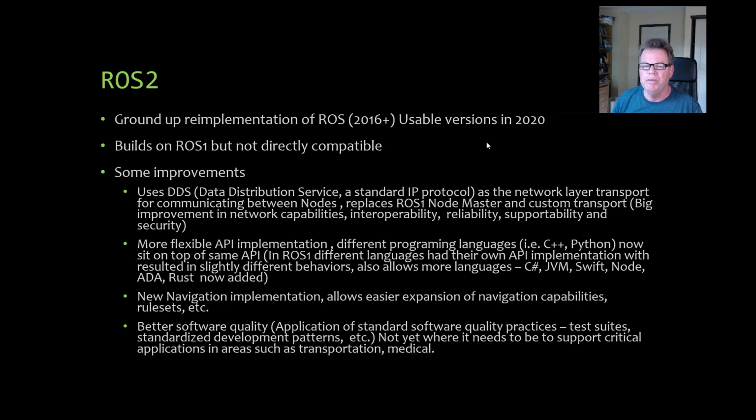Really the first usable versions of ROS2 only came around in 2020, and some of the things they needed to do was migrate a lot of the ROS1 packages to ROS2 before it was a usable implementation. But I'd say after 2020, if you're developing a new robot and you don't have any dependency on ROS1, then you might as well do it in ROS2 because it is a better platform.